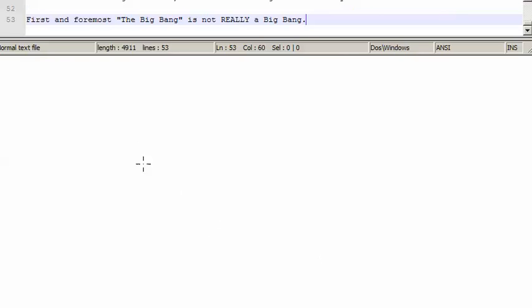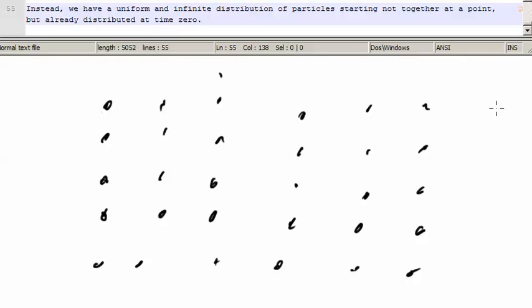First and foremost, the Big Bang is not really a Big Bang. Instead, we have a uniform and infinite distribution of particles starting not together at a point at the beginning of time, but rather already distributed at time zero, the beginning of time.